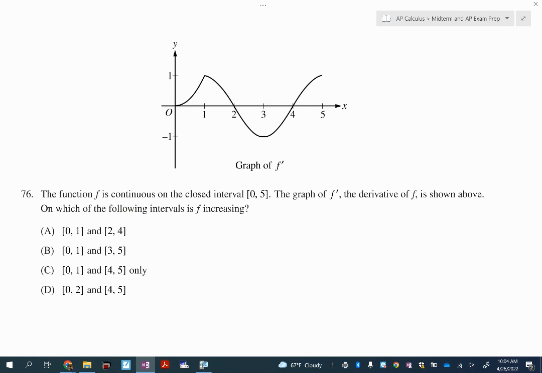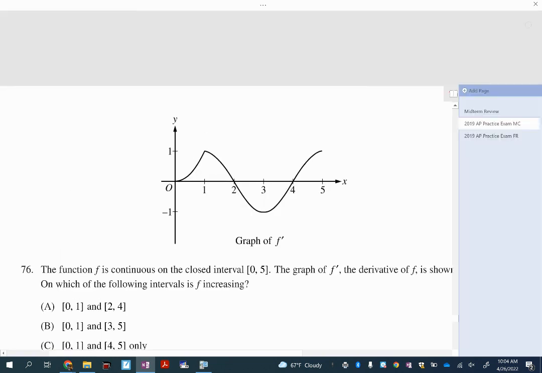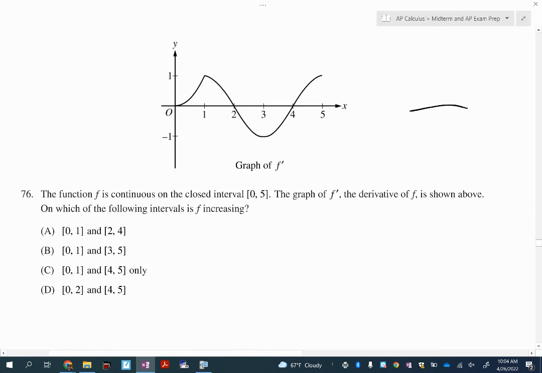Wherever the derivative of the function is positive, that is where the original function is increasing. Wherever the derivative of the function is negative, that's where the function is decreasing. So in this problem, I'm just looking to see where are my y values in my graph positive. So where are my y values in this graph positive? That's from 0 to 2 and from 4 to 5.